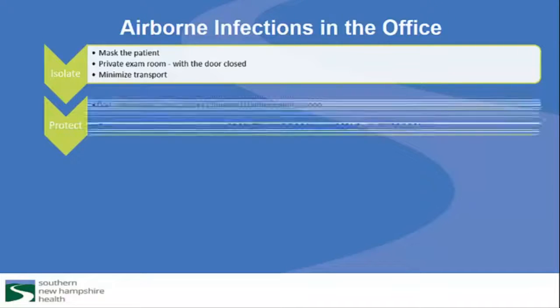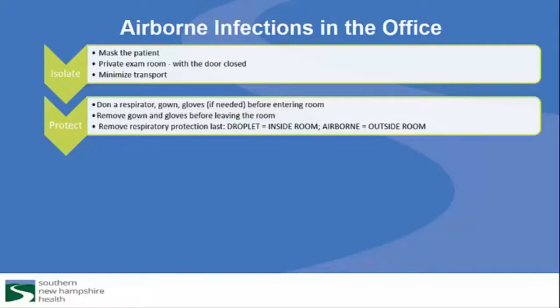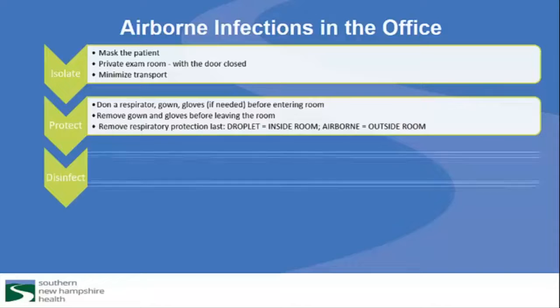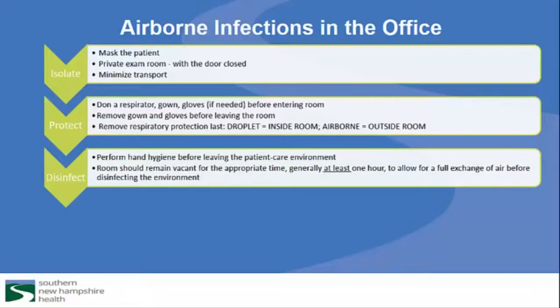Next, the healthcare worker must don a respirator as well as gown and gloves if needed before entering the room. After providing care, gown and gloves, if worn, are removed before leaving the room. The respirator is always removed last, however there might be a slight variation as to when and where it's removed. Under droplet precautions, remove the mask or PAPR before leaving the room, as close to the exit as possible. With airborne precautions, the PAPR should be removed after exiting the room, just outside the door. Once PPE is removed, perform hand hygiene before leaving the patient care environment.